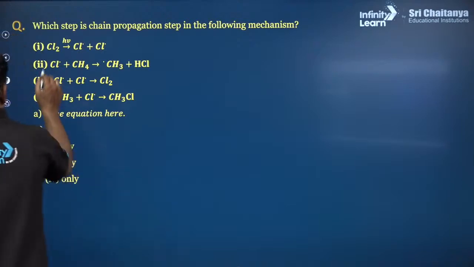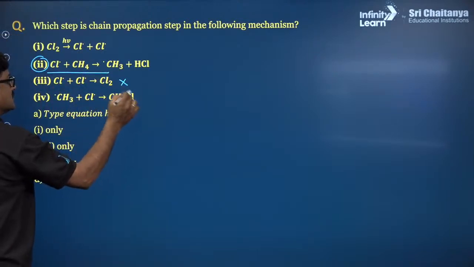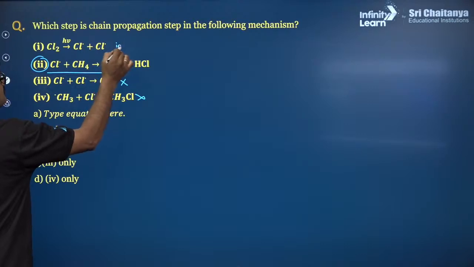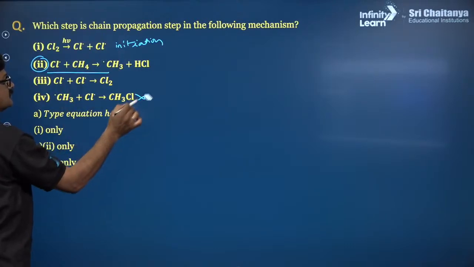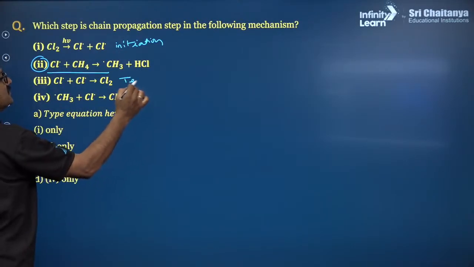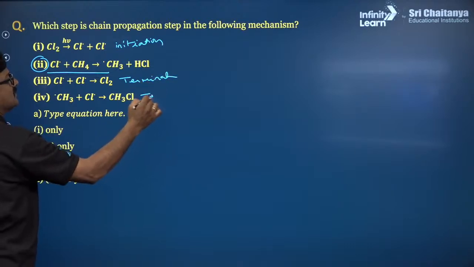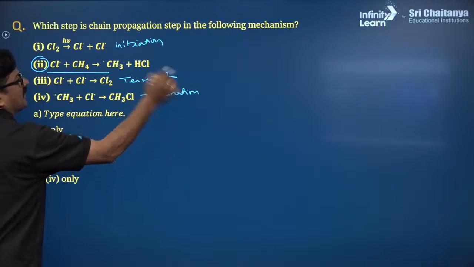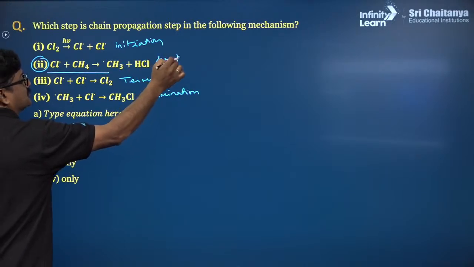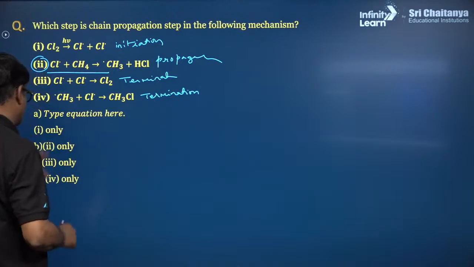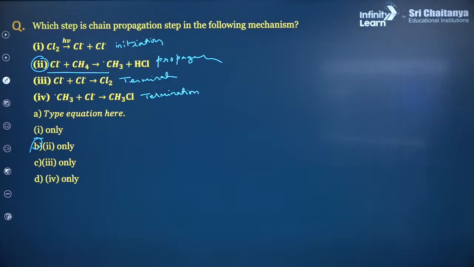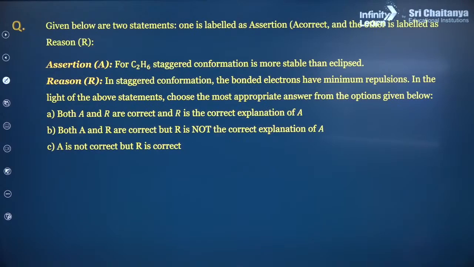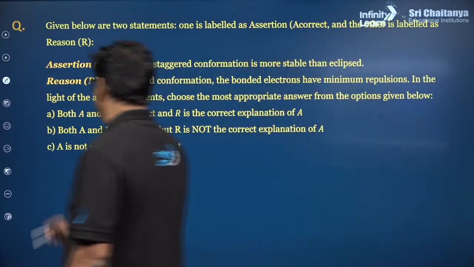My answer is going to be only two matches here. This is a termination, this is an initiation, this is a termination, and this is a termination, and it is going to be propagation or elongation. So, 2 only, my answer is going to be 2 only. Answer B. Next, given 2 statements, one is an assertion and another one is a reason.